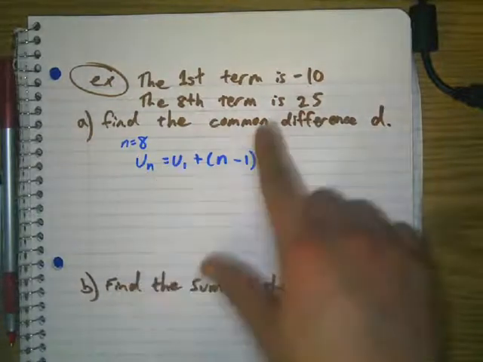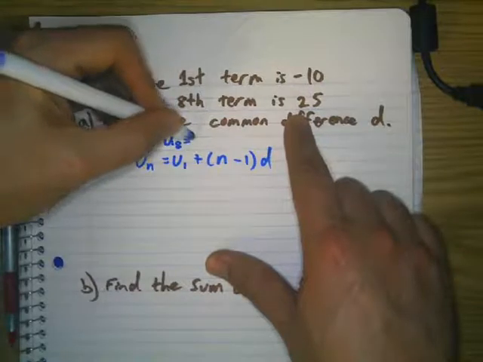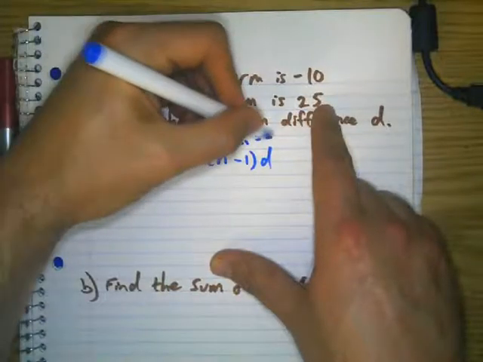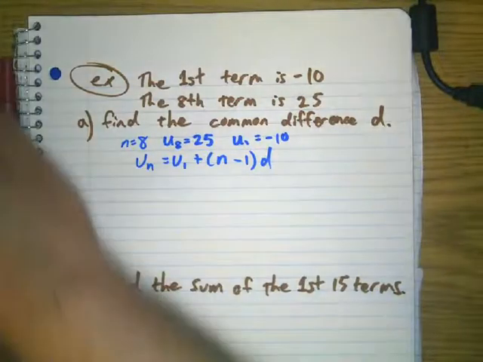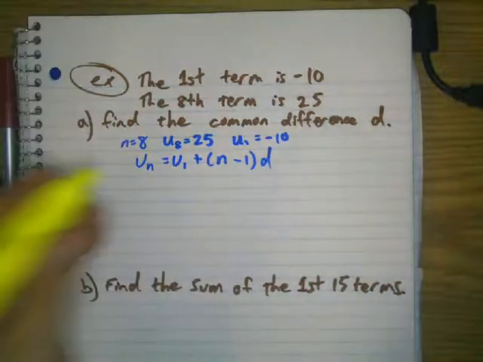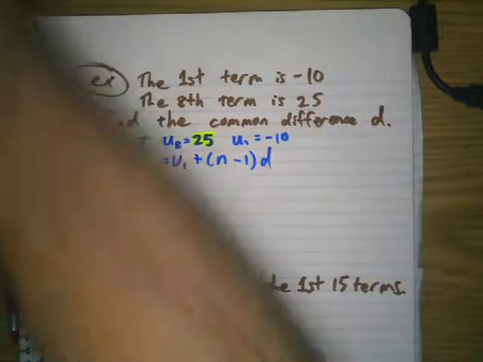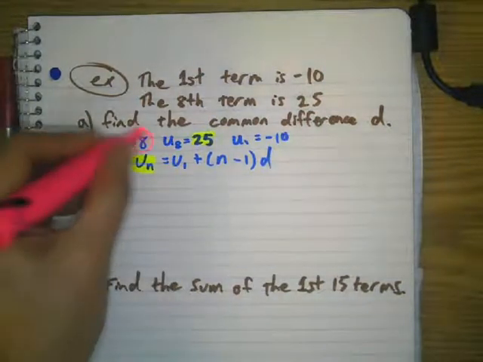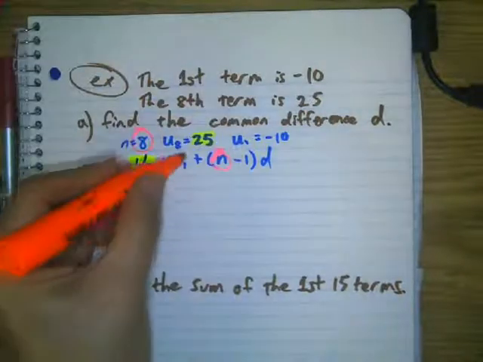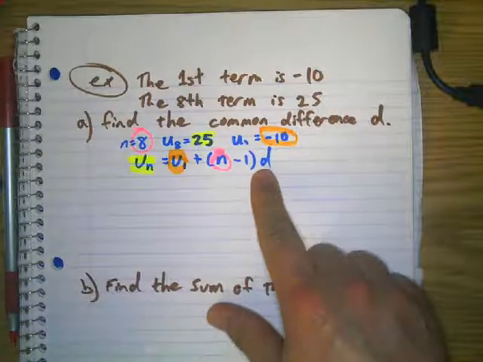Okay. If n is 8 and u sub 8 is 25 and u sub 1 is negative 10, what I'm going to be doing here is replacing u sub n with 25, replacing n with 8, and replacing u sub 1 with negative 10. And then the only thing missing is d. So let's do this.